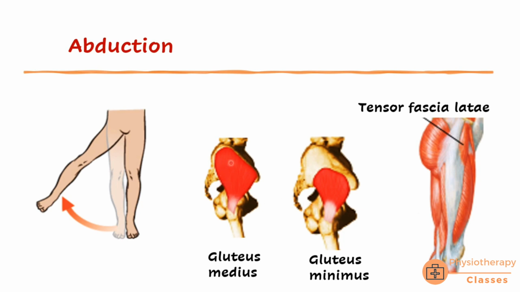We can see here the gluteus medius and minimus taking origin from the gluteal surface of the ilium and reaching the greater trochanter, which is present on the lateral aspect of the femur. And we can also see here the tensor fascia lata. One more muscle which is going to help in this is the sartorius. That also helps in abduction.